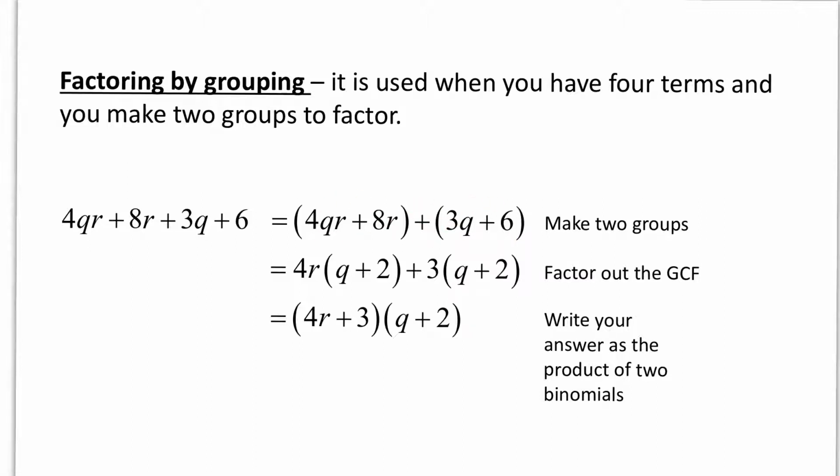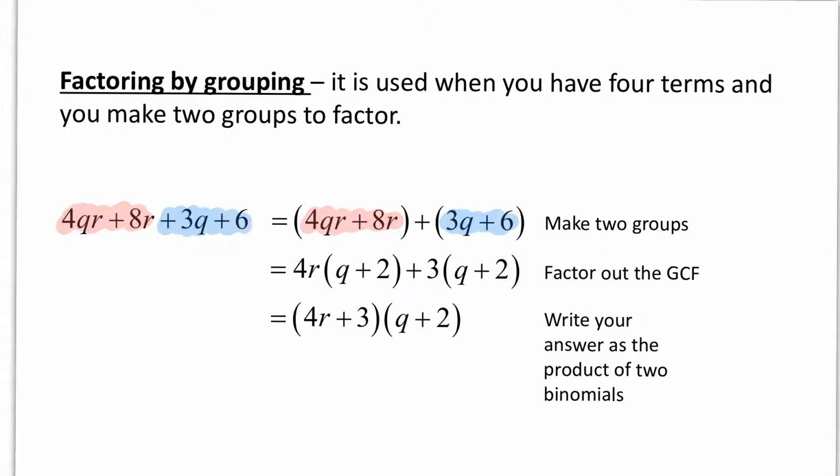And you will take the first 2 terms. I'm just going to highlight the first 2 terms right here, and you're going to put those inside the first parentheses. Then you will take the second 2 terms, right here, and notice that I am highlighting the sign next to the term 3, so it is a positive. So you will put a positive 3q plus 6.